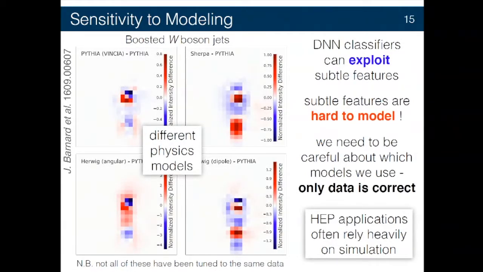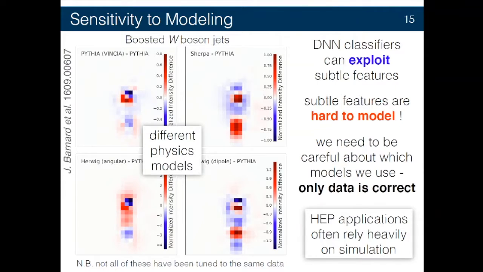So in high-energy physics, we rely very heavily on simulation. And our simulations are very, very good, which is excellent. But the whole point of deep neural networks in feeding low-level information is that they're able to learn subtle features. And subtle features are hard to model. And so at the end of the day, of course, all that matters is the data. The data are correct, and everything else is our best guess.